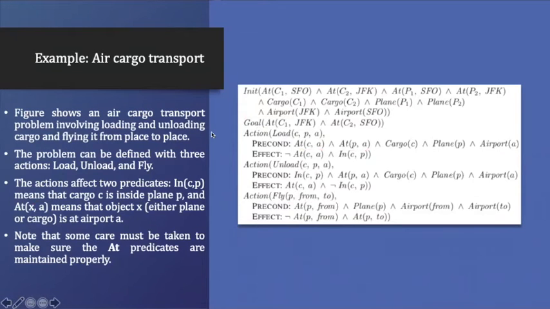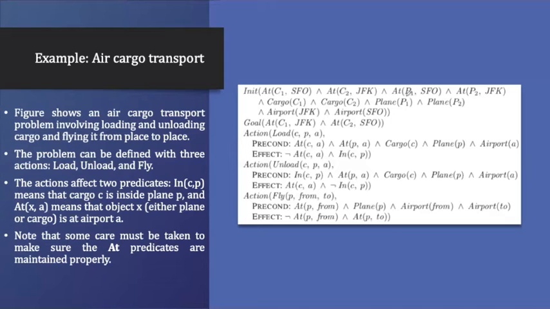This particular problem, as I told you, has the initial state and the goal state. Let's understand what the initial state is. The initial state says that we have cargo C1 and cargo C2, so we have two cargos here. Cargo C1 is at which airport? It is at San Francisco airport. And cargo C2 is at JFK, which is John F. Kennedy airport.